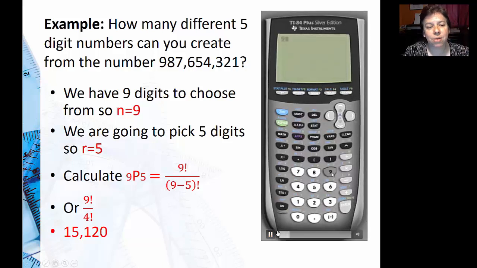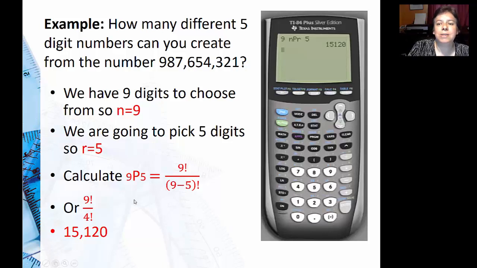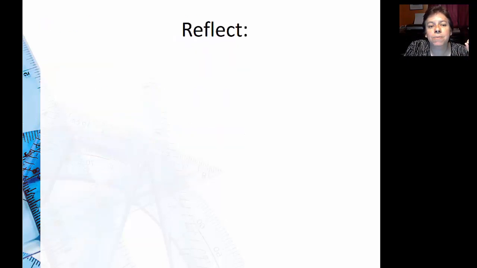And so I'm going to hit math. Well, first of all, put in the 9 for n, then hit math, move over to PRB. There's nPr choice 2. And then put in the 5 and then hit enter. And I get the same answer. So hopefully you're noticing the calculations can be very easy on this unit because of the probability functions built into your calculator.